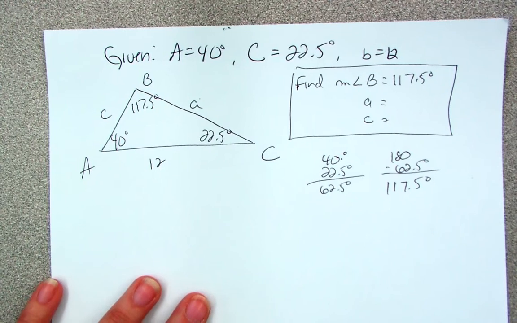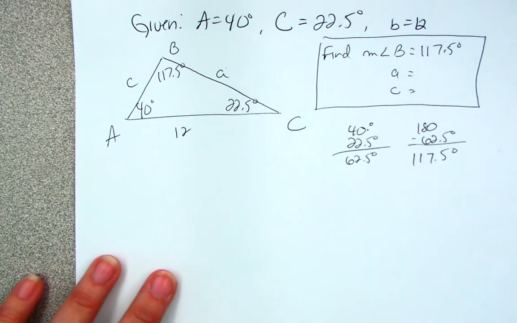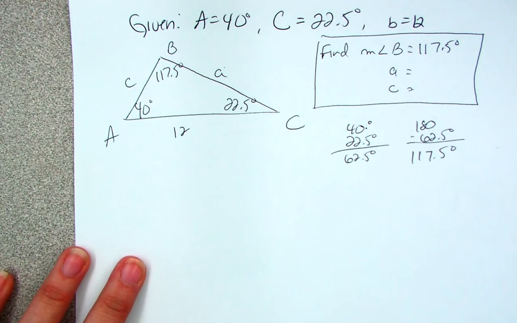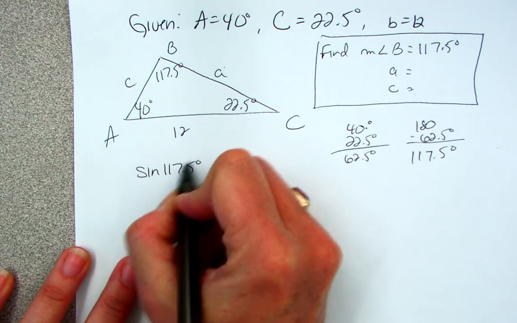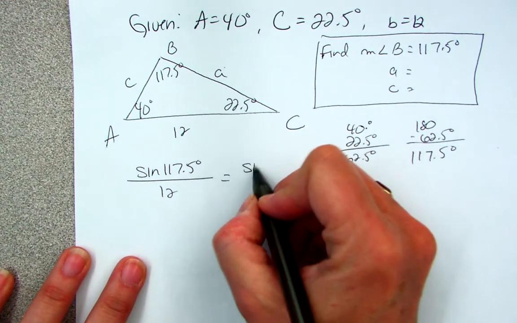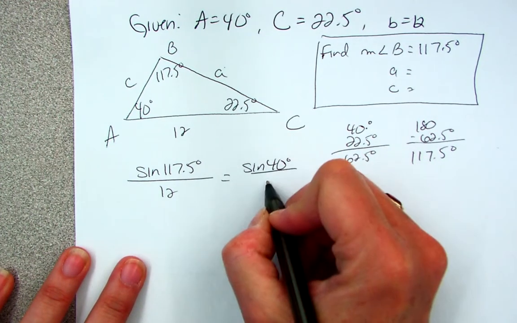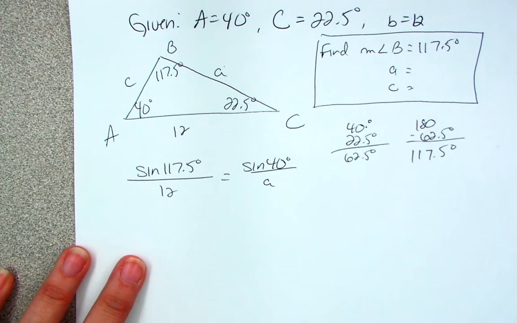So now I'm going to go find side A and C. So which ratio is complete? The A's, the B's, or the C's? The B's. And it doesn't matter which one I do. I'm just going to do, again, alphabetical order. So if you want to write generic, please write generic again.